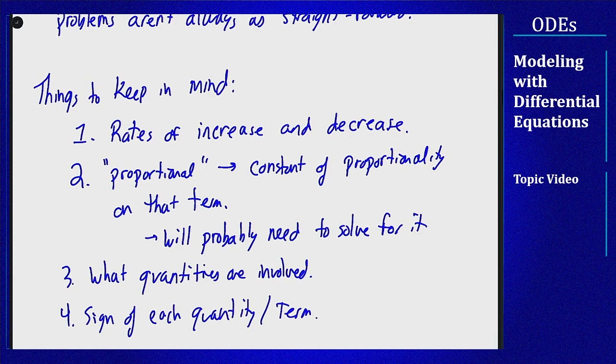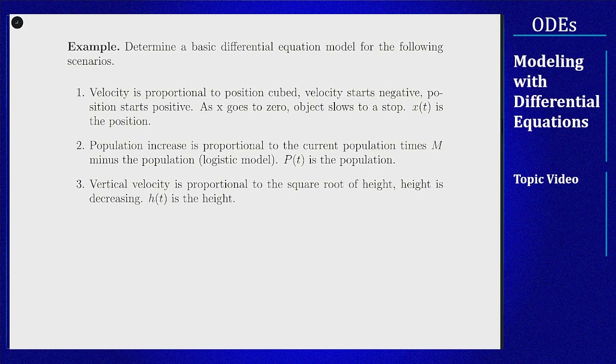So let's look at some brief examples of things you might want to set up and what that looks like in terms of the equation itself. Our first example says that velocity is proportional to the position cubed. Velocity starts negative, position starts positive. As x goes to 0, the object slows to a stop, where x is my position here. So our key thing here is x is position, and I'm given information about velocity. Well, velocity is just dx/dt. And so for the first example, we have dx/dt is proportional to position cubed. Proportional to means some constant k, and position cubed means x cubed.